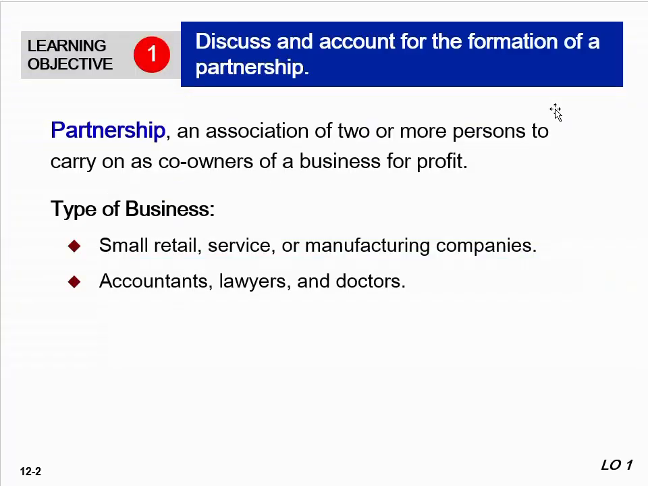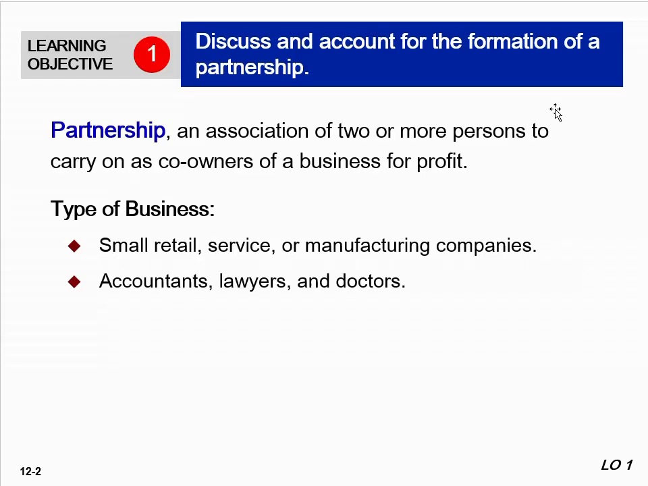So partnership is basically a mutual understanding, a business which is formed from the mutual understanding between two or more parties. It's an association of two or more persons. They form a business in which they carry on the business as co-owners. However many there are, they all are the owners of the business, and of course businesses are for the sake of profit.